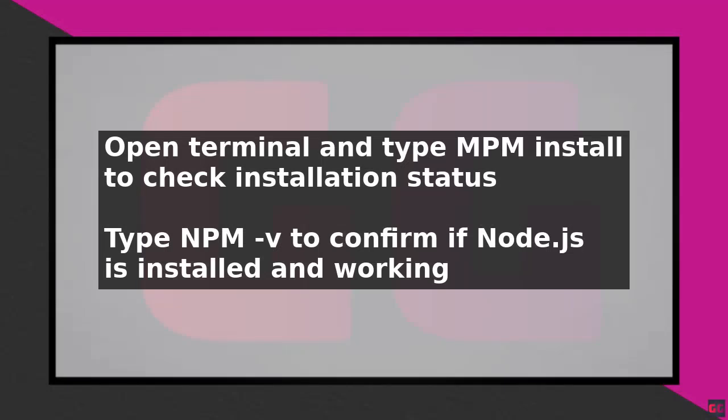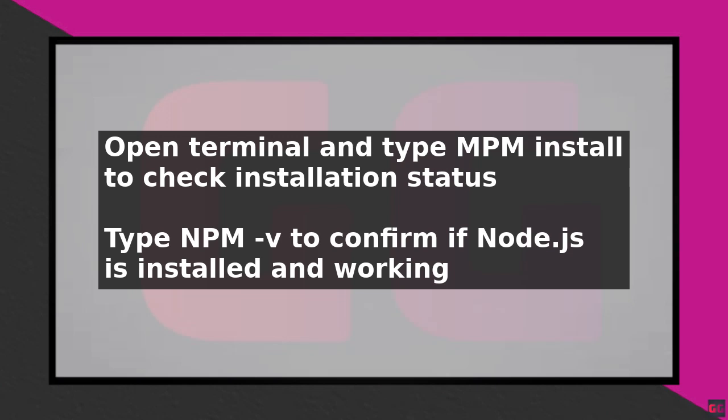To install NPM Nodejs in Visual Studio Code, start by opening the terminal and typing npm install to check if it's already installed. If an error occurs, it likely means NPM is not installed. To confirm, type npm -v and press enter. If an error still appears, it's time to install Nodejs.